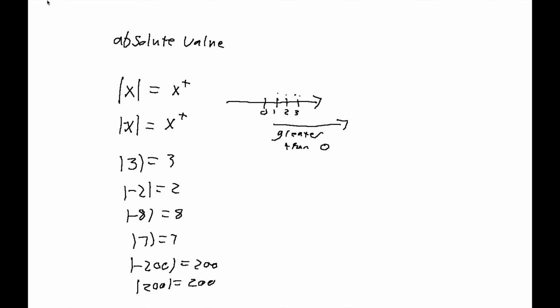Now don't be tricked, because sometimes they will put a negative sign on the outside of the absolute value symbol. That doesn't mean the negative on the outside makes it positive, but anything inside will become positive. So if you have something positive on the inside and a negative on the outside, it changes the value.